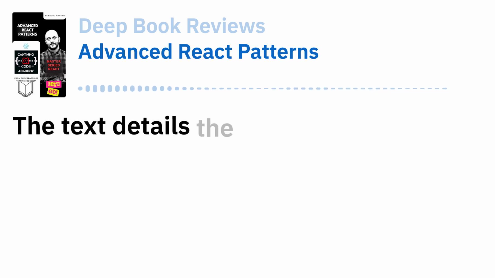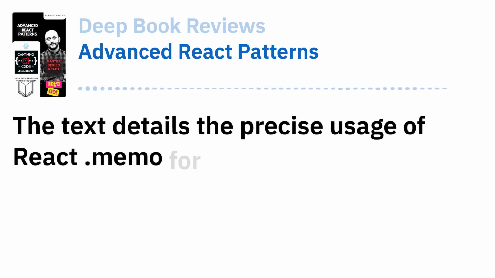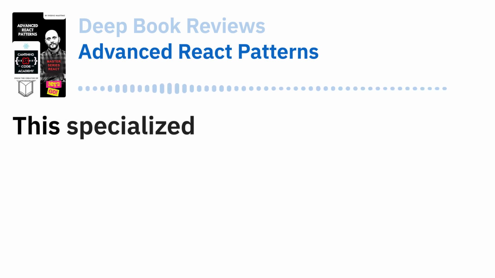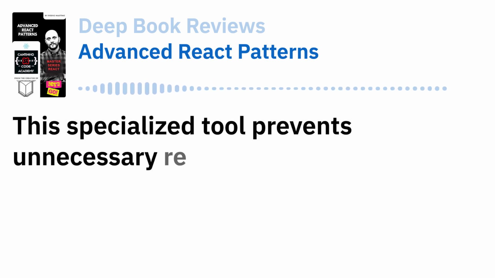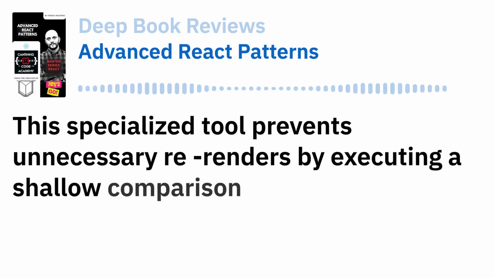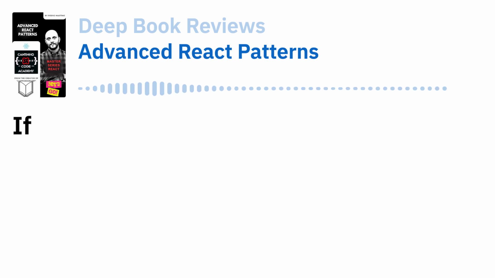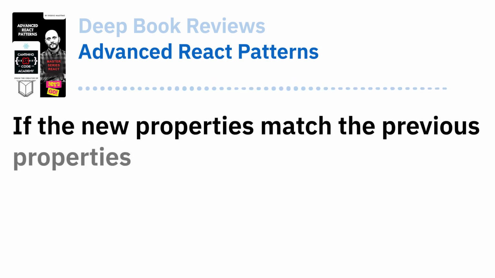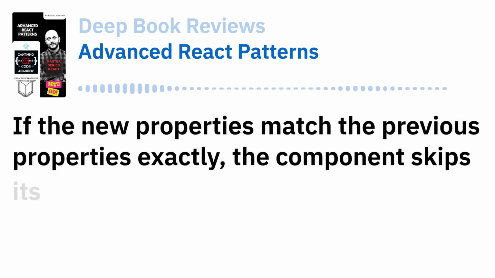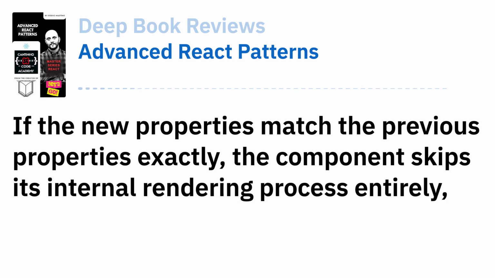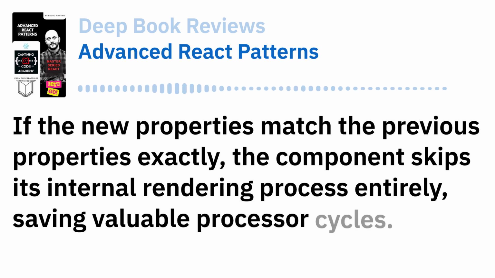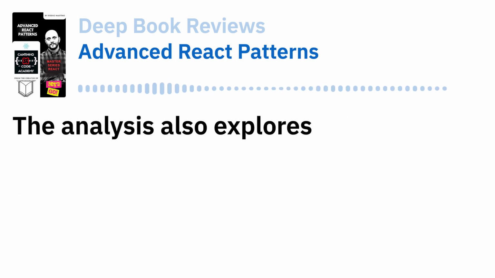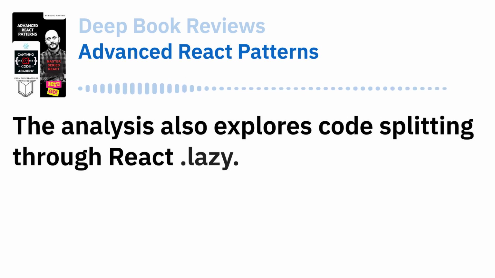The text details the precise usage of React.memo for functional components. This specialized tool prevents unnecessary re-renders by executing a shallow comparison of incoming properties. If the new properties match the previous properties exactly, the component skips its internal rendering process entirely, saving valuable processor cycles. The analysis also explores code splitting through React.lazy.